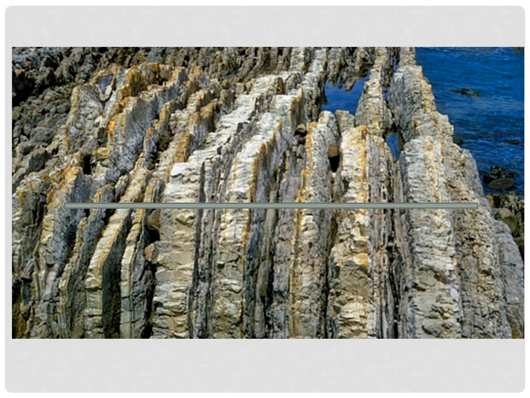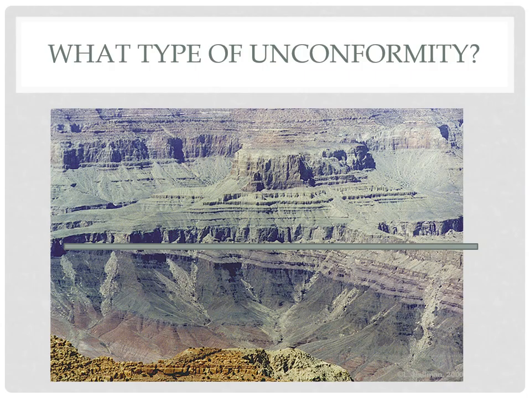Now, sometimes rocks are dipping much more steeply. In this case, these rocks are actually almost vertical. And if we look at the Grand Canyon, here's an example. The rocks above are nice and horizontal. The rocks below are tilted at an angle. If you remember, this is an angular unconformity.